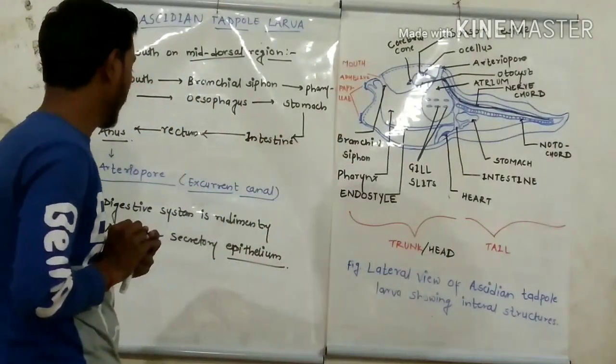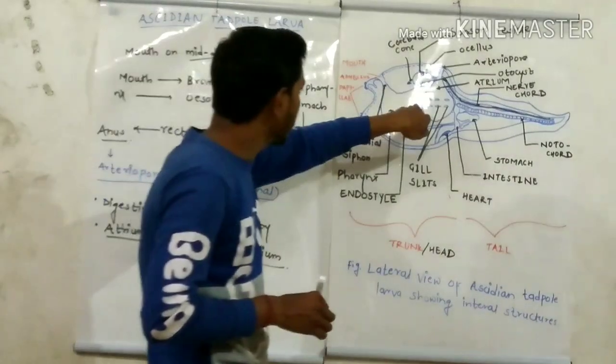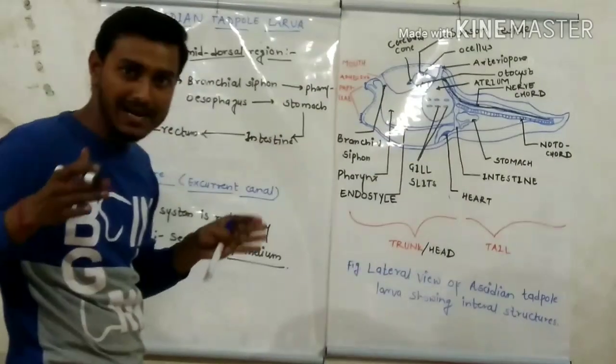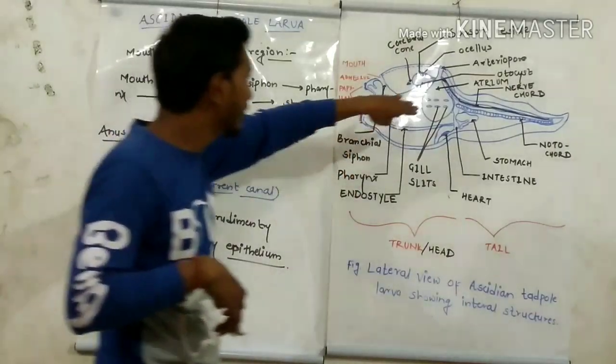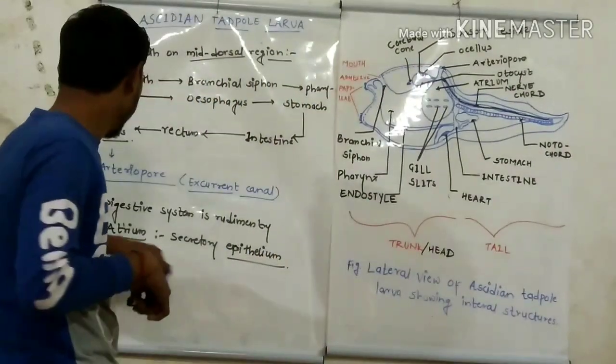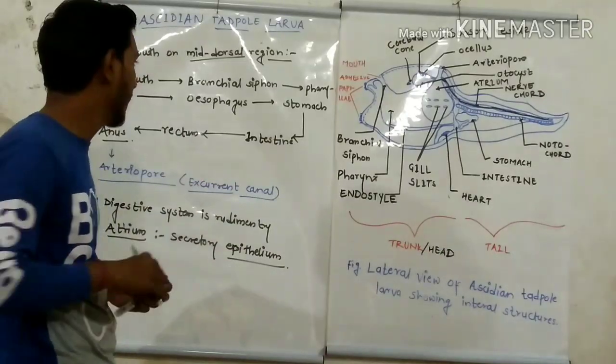This atrium covers the pharynx from the lateral and dorsal side and leads to the outside by the atriopore. The atrium is made up of secretory epithelium.